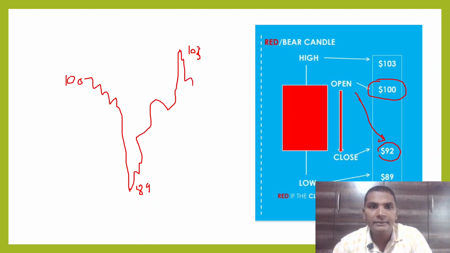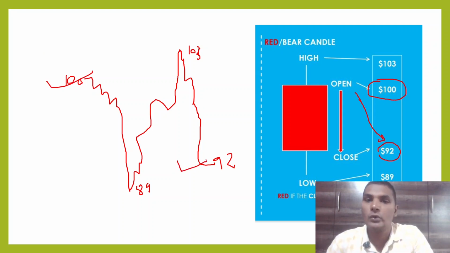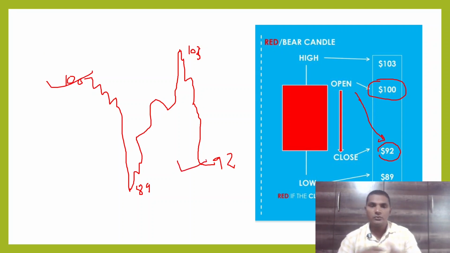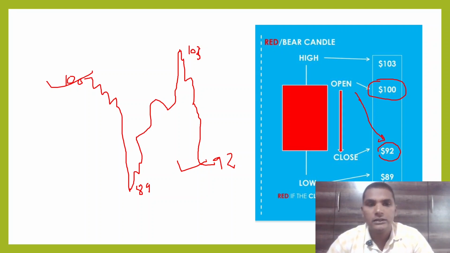Then again, ultimately at the end of the day, the stock closes at what price? 92. It opened at 100 and closed at 92. So all this price movement in the day is presented with the help of this body. The difference between the open price and close price is presented with this body.